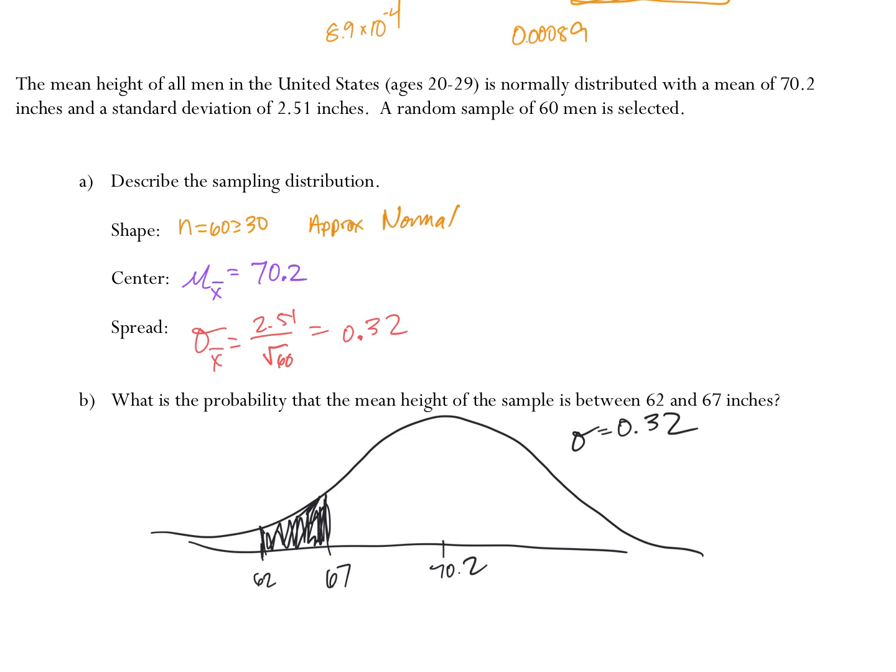Before we do any of this, not just looking at the picture, but also looking at the standard deviation, how many standard deviations below the mean is this 67? Well, what's the distance between 67 and 70.2? 3.2. How many standard deviations is 3.2? Wrong power of 10. It is 10 standard deviations below the mean.